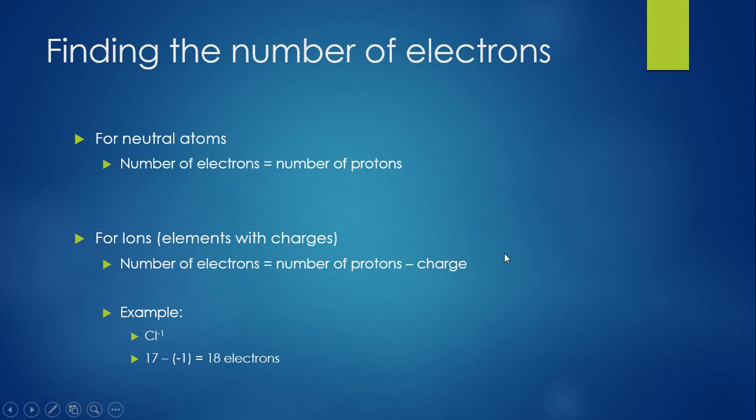Finding the number of electrons, for neutral atoms it's really easy. It's equal to the number of protons. For ions, those are ones that have charges, the number of electrons is equal to the number of protons minus the charge. So chlorine with a -1 charge would be 17, the atomic number, minus a -1 charge, which is really adding 1, so 18 electrons.